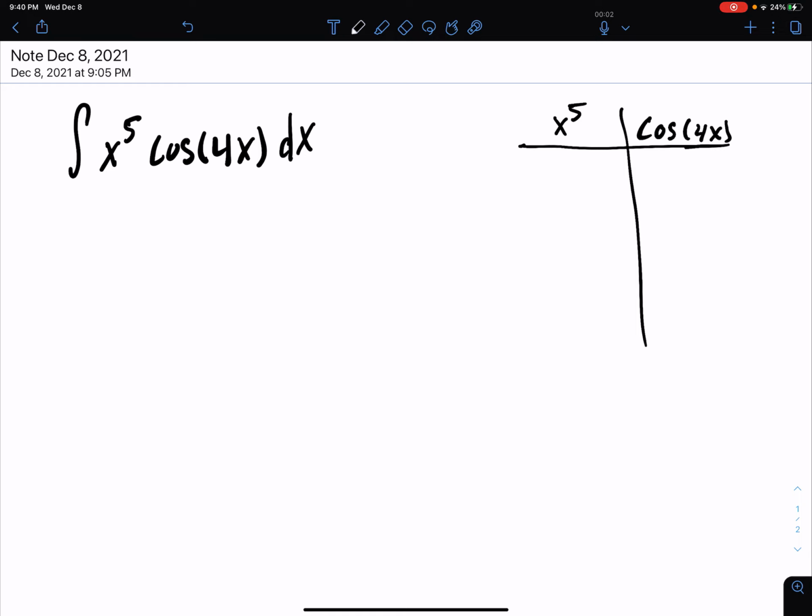Now starting out, we have to keep deriving x to the fifth until we get to 0, and then we stop. So the first derivative is going to be 5x to the fourth, followed by 20x cubed, 60x squared, 180x, and then 180, and then 0, and now we stop. We have 6 terms.